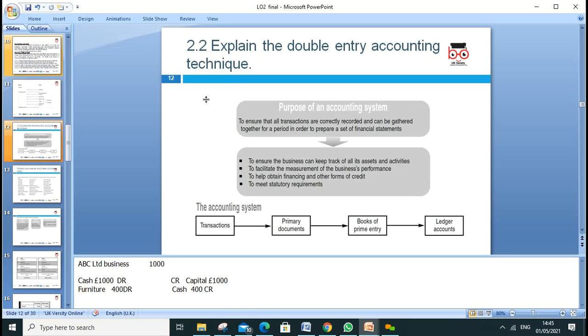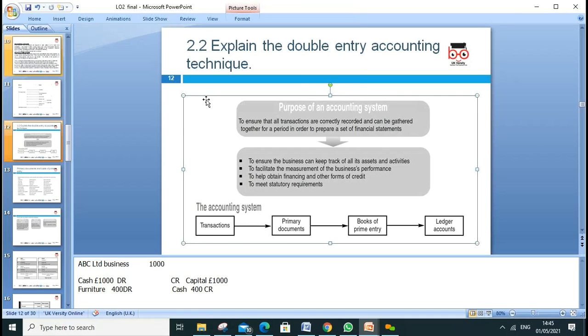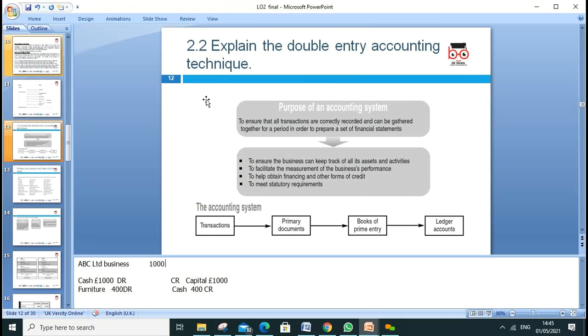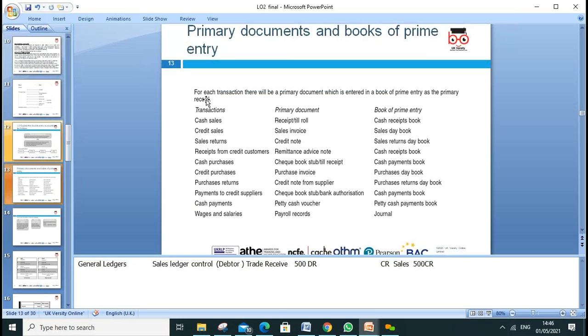So accounting starts with the transactions. Then we have a primary document. Do we know what sort of documents can be primary documents, which we must keep as a record? What do you think can be primary documents? Our books of prime entry. We all know. Yeah. Okay, so primary documents are invoices, purchase orders, and then the books of prime entry: sales day book, purchase day book, and the ledger accounts, where we can look at the journal and ledgers. For each transaction, the primary documents are entered into the book of prime entry as the prime record.